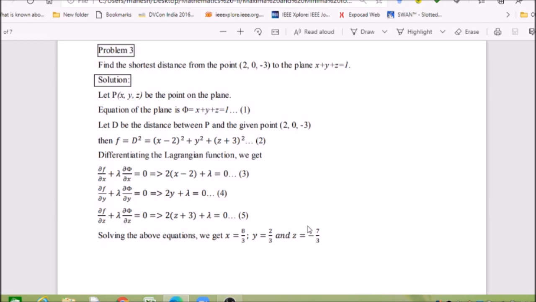So solving these equations, we get x is equal to 8 by 3, y is equal to 2 by 3, and z is equal to minus 7 by 3.